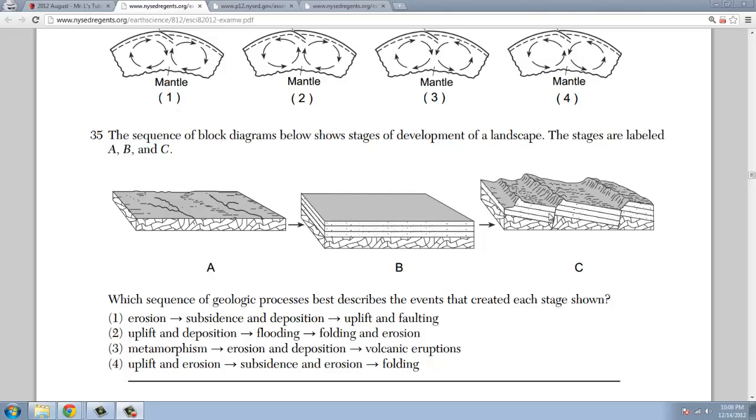The third one says volcanic eruptions. I don't see any lava or new layers or volcanic activity there, so that's not going to be the answer. The last one says folding again. Again, there's no folding. If it was folding, it would kind of be bent over on itself. So the only one that really works is erosion occurs in layer A, where it gets worn down. In B, we get deposition. New layers are put on top, probably over thousands, if not millions of years. And then C, plates begin to fold, crack, and tilt in different directions. So the correct answer for number 35 is number 1.